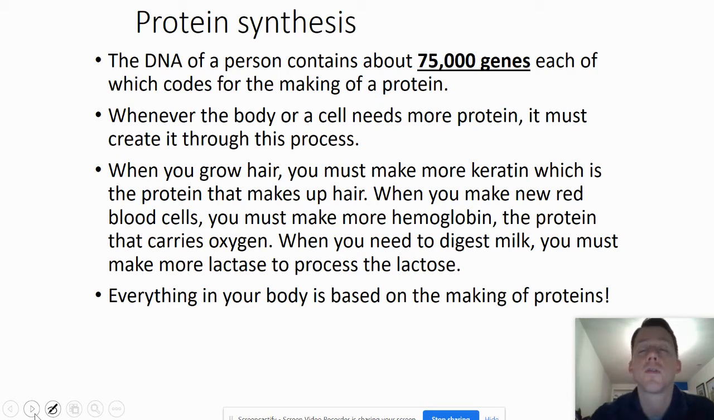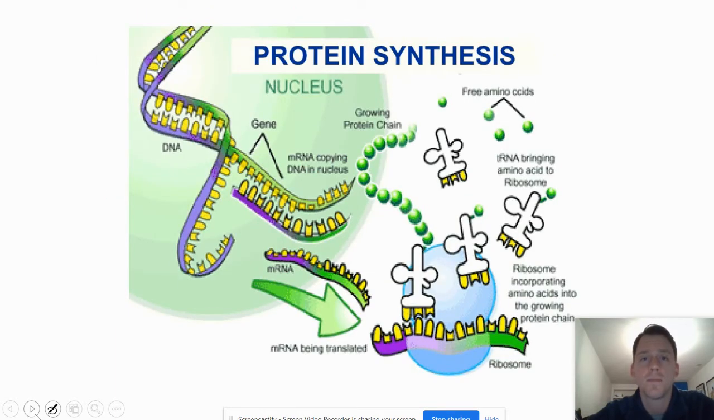Okay, so the DNA of a person contains about 75,000 genes, and these genes code for proteins. Whenever the body or cell needs more protein, it has to use this process that we're going to learn over the next few days. So for example, your hair is protein, and if you grow more hair, that means you have to make more keratin, which is the protein that makes up your hair. When you need to make more red blood cells, there's a protein in your red blood cells called hemoglobin. Your body needs to go through this process to make hemoglobin. If you want to digest milk, you need lactase to process the lactose in the milk. So everything that your body does is based on proteins.